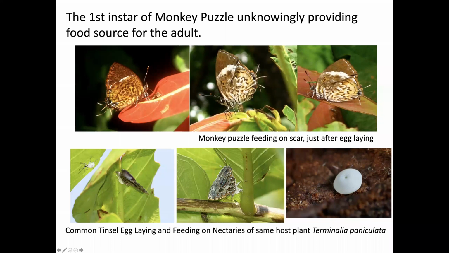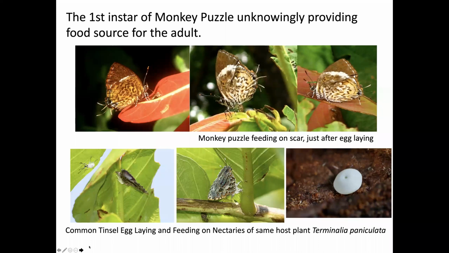Such kinds of behaviors we need to observe in the field while studying the early stages. And again, you can see here a female of a common tinsel, which is laying her egg on terminalia. And after laying the egg, she is immediately trying to rejuvenate by feeding upon the nectaries of terminalia. You can see the nectaries are actually just behind the butterfly. She was feeding on the nectaries of this particular host plant. And below is the egg of this particular species. So let us move on to the next slide.